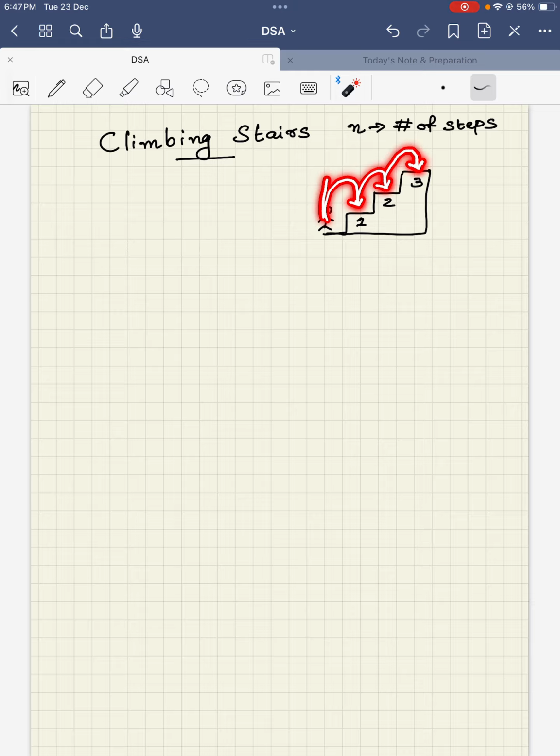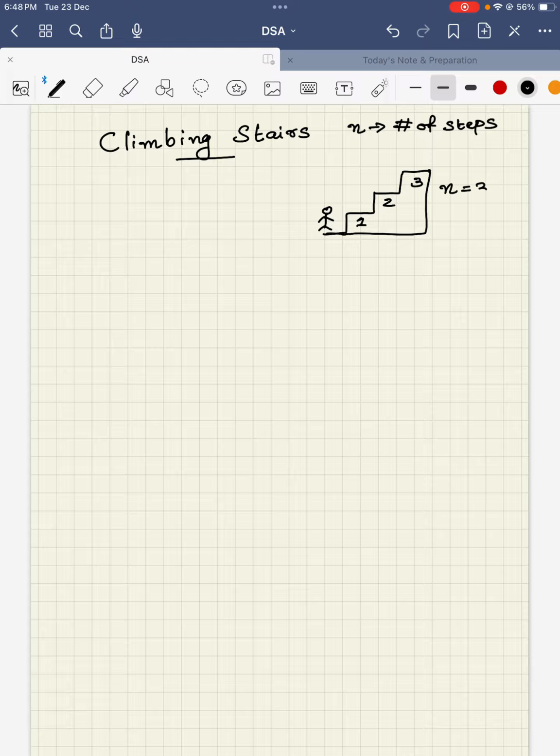Or he can initially jump two steps, and from there he can take one step. Or another possibility is that he jumps one step first, then from there he jumps two steps. Then he will reach the top. So if n was 3, the number of ways he can reach his destination would be 3. And for a given n, how many ways can he reach the top? That is the problem statement.